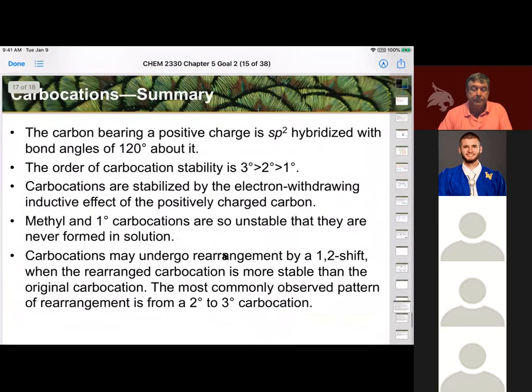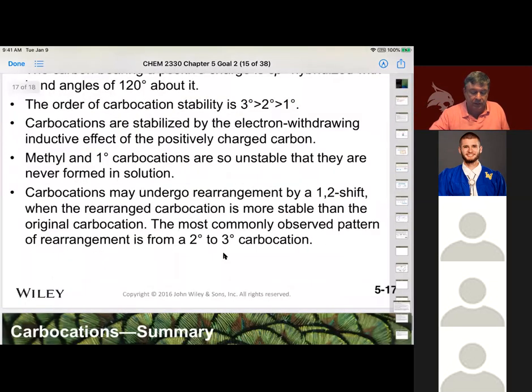All right, so in summary, a carbocation is sp2 hybridized, trigonal planar, with an empty p orbital above and below the plane. Tertiary is more stable than secondary, which is more stable than primary. We hardly ever see primaries or methyl, so we almost never see them. You can get them in vapor phase and stuff like that, but we hardly ever see them. Carbocations are stabilized by the fact that we have those carbons donating charge to that central carbocation, and carbocations can rearrange in a 1-2 shift with methyl groups and hydrogens, or to expand a ring to 5 or 6 members. Okay.